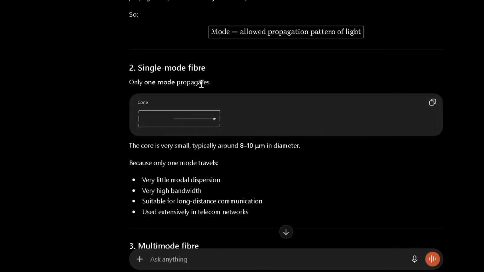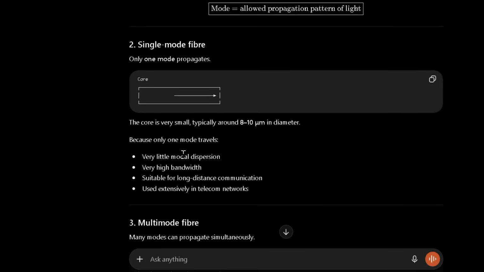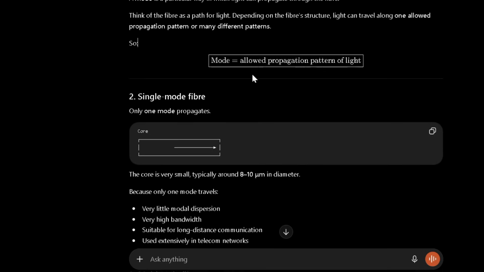Only one mode propagates. The core is very small, typically 8 to 10 micrometers in diameter, because only one mode travels. What is the meaning of this? Only one mode travels. Let's see the pictures.